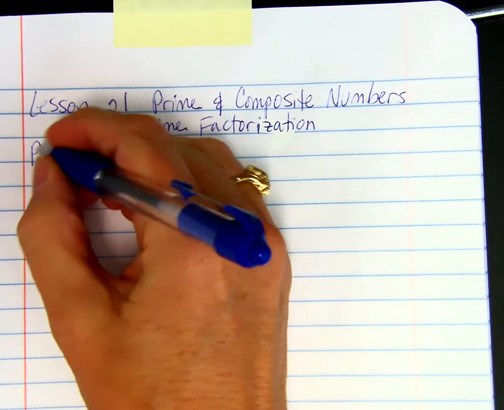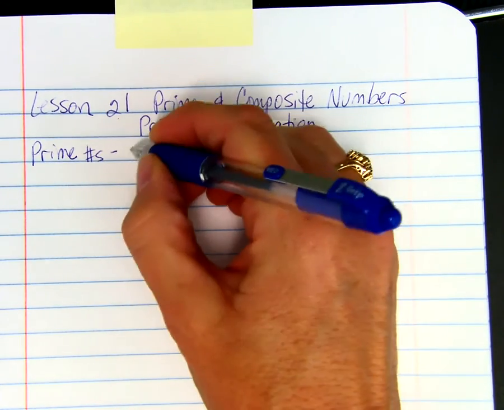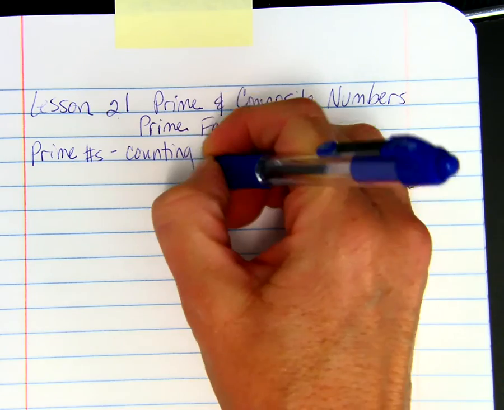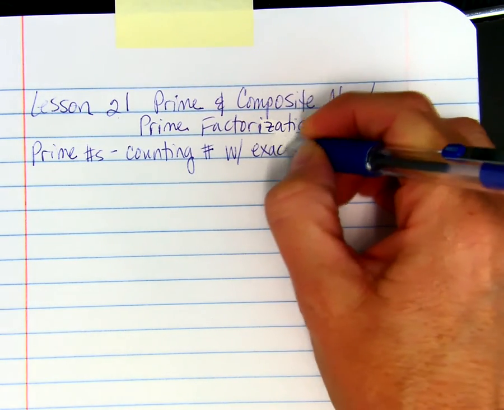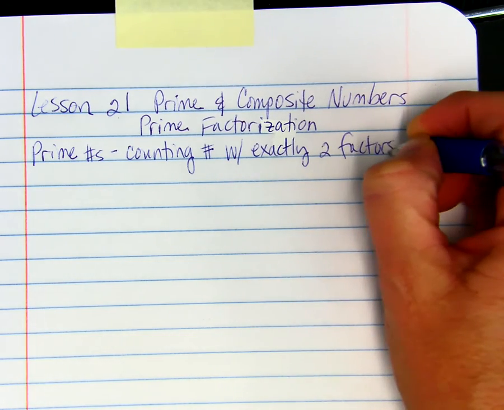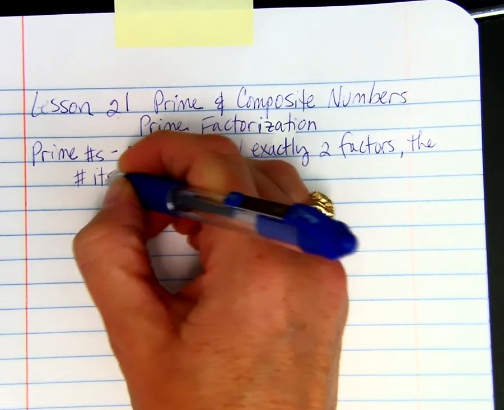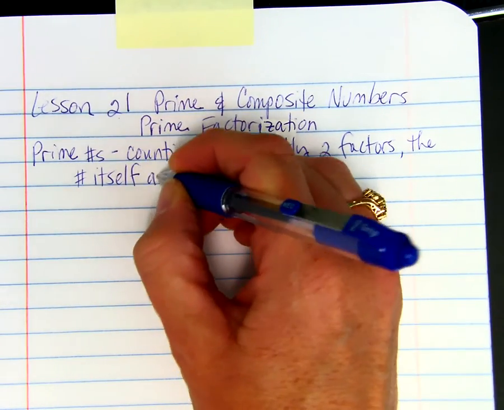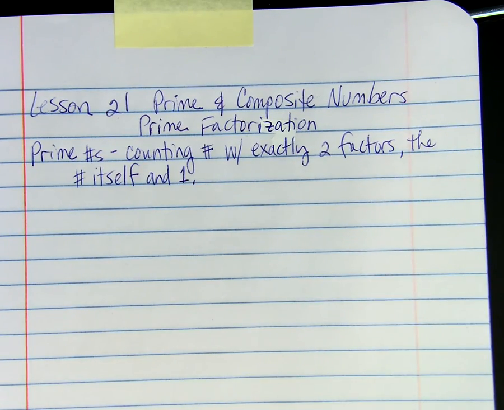The definition of prime numbers is it's a counting number with exactly two factors. And the two factors will be the number itself and 1. So 1 cannot be prime because it only has one factor.